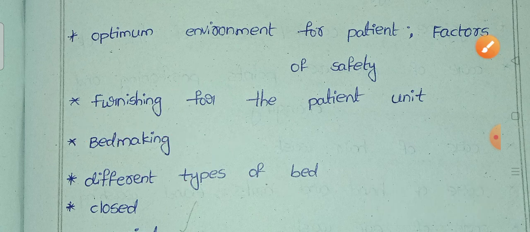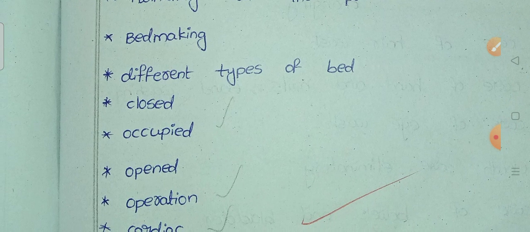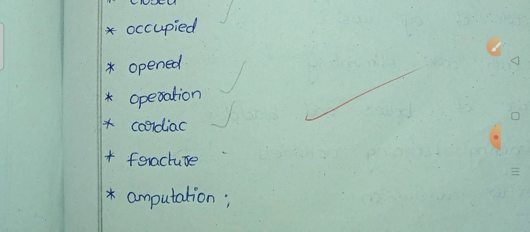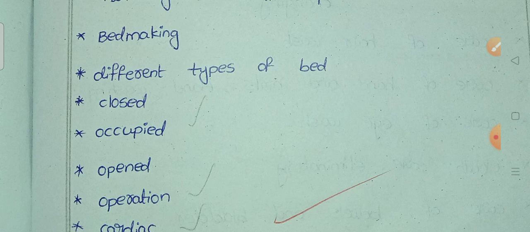Optimum environment for patients, factors of safety, furnishing for the patient unit. Types of beds are closed bed, occupied bed, open bed, operation bed, cardiac bed, fracture bed. The procedure of bed making and types of bed making are two very important questions.